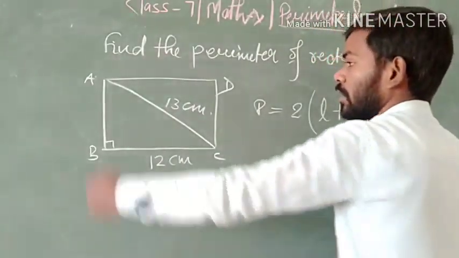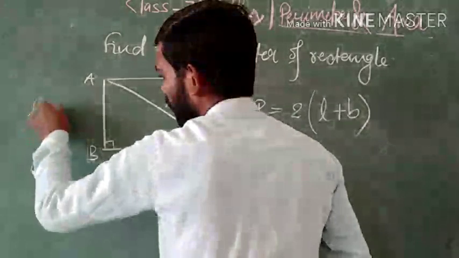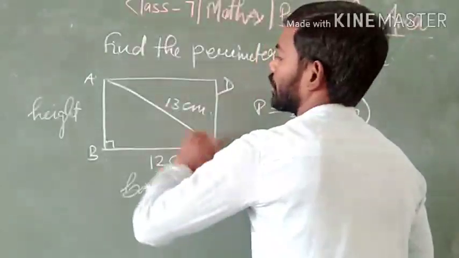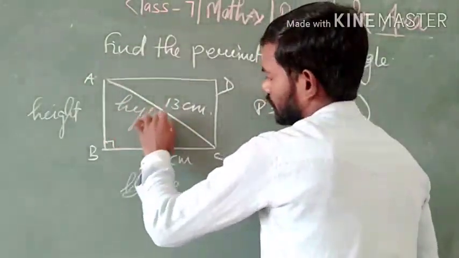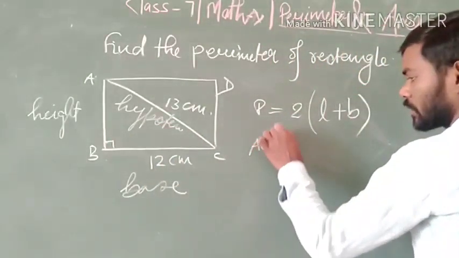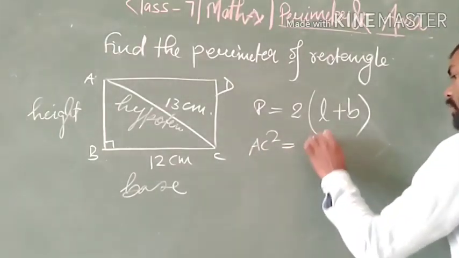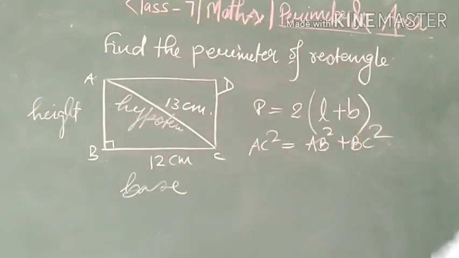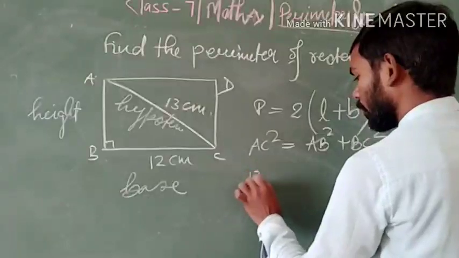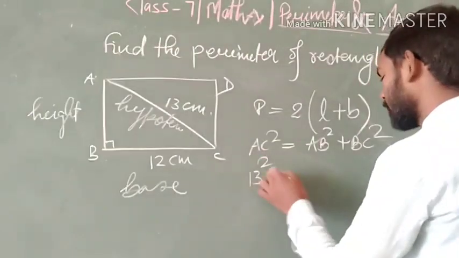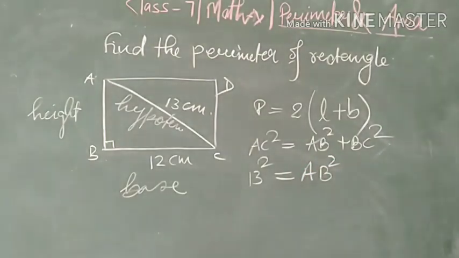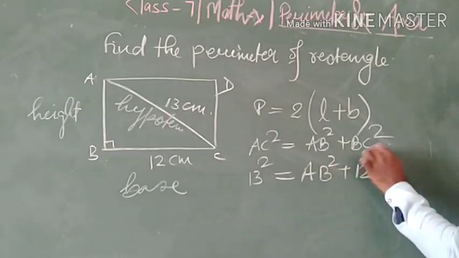Here we can see that AB is the height, BC is the base, and AC is the hypotenuse. Therefore, we apply AC square is equal to AB square plus BC square. Okay, now we shall put the values. The value of AC is 13 centimeter, therefore it will be 13 square, and this will be equal to AB square, leaving AB as it is since it is unknown, plus the value of BC, that is 12 square.